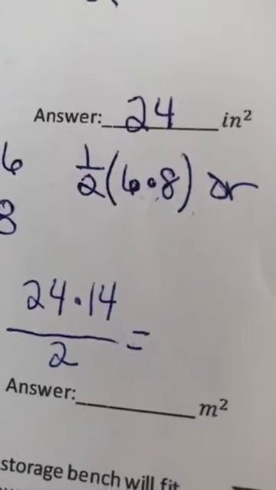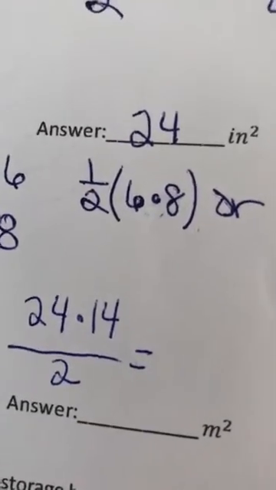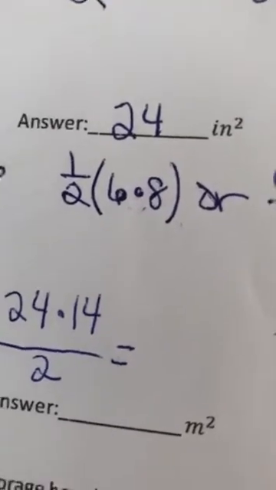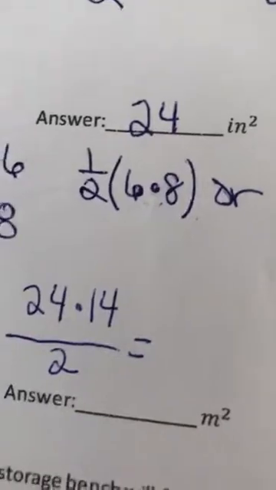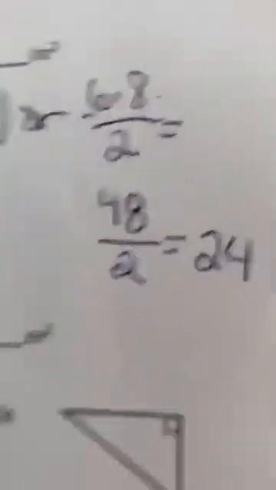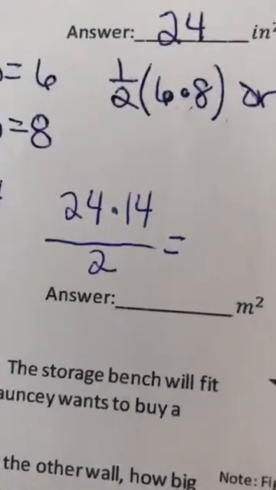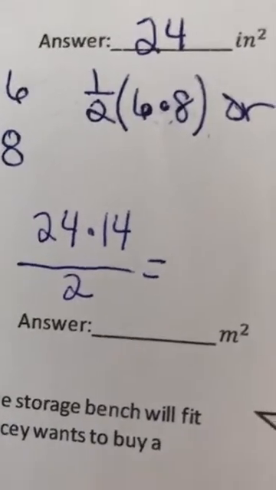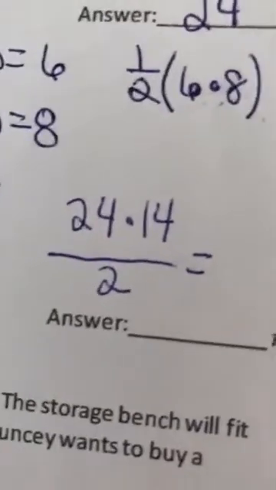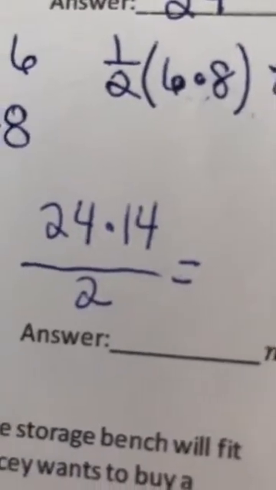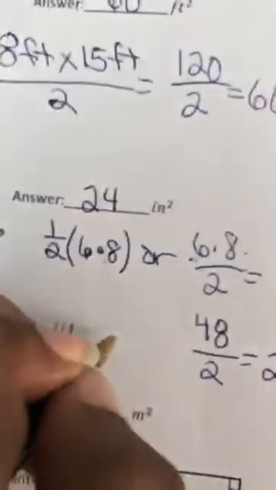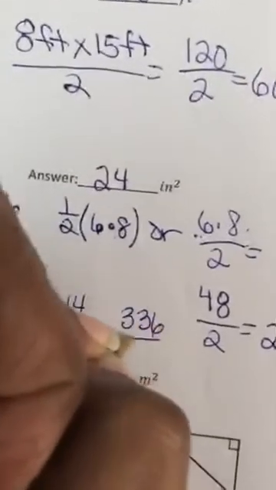Anyone have their calculator out? No? So it would be 24 times 14 divided by 2. So 24 times 14 is 336. And then we divide it, 336 divided by 2. And y'all know how some long division, right? So I'll just do it over here.